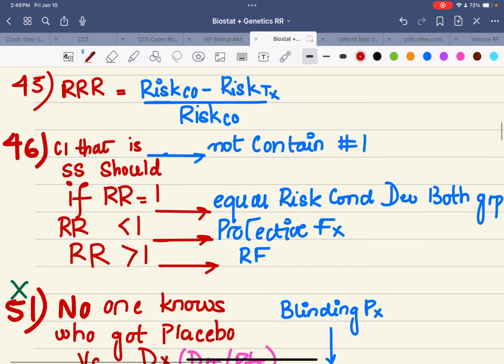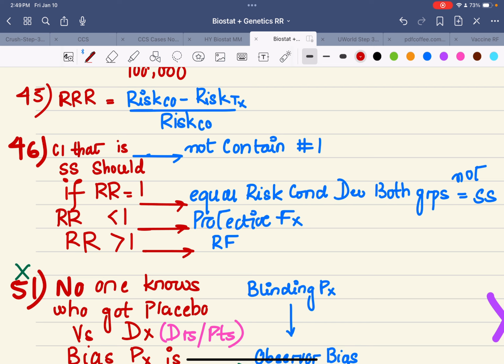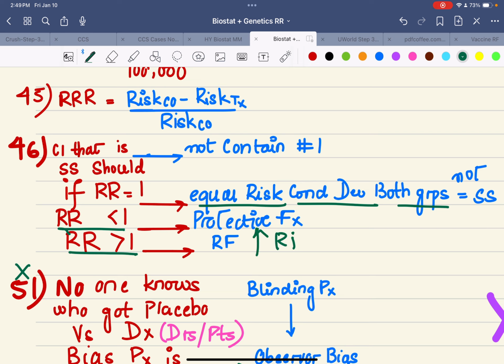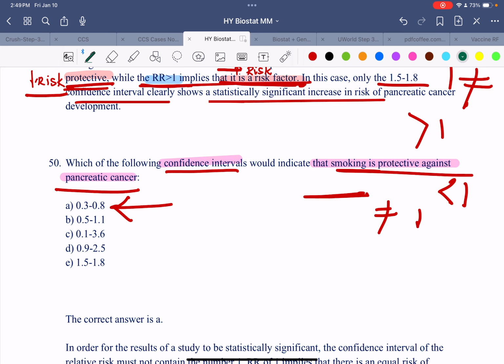So quick recap: relative risk reduction is risk control minus risk treatment divided by risk control. A confidence interval that is statistically significant should not contain the value of 1, relative risk 1, right? And if it does have the relative risk of 1 in the confidence interval, it basically means that there is equal risk of development of the condition in both of the groups, right? And if the relative risk is less than 1, it's protective. If relative risk is greater than 1, it is a definitive risk factor and it actually increases the risk, whereas protection means it decreases the risk. Okay, let's move on.